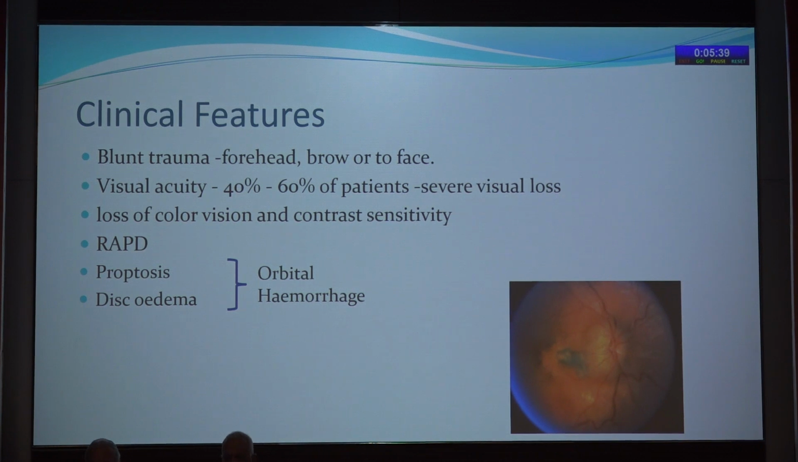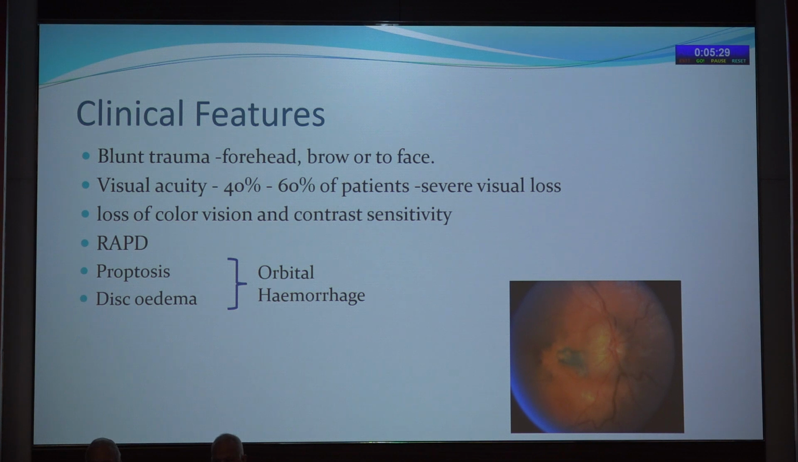Coming to clinical features, the patient will present with the classical history of blunt trauma, which may be on the brow, somewhere on the face, or maybe the forehead. The presenting visual acuity is generally very poor in around 60% of cases. Many of them may present with as low as no PL as well. If the vision is good at all, you may have loss of color vision and contrast vision. That will depend on the severity of the injury.